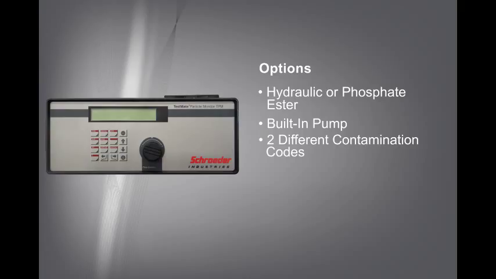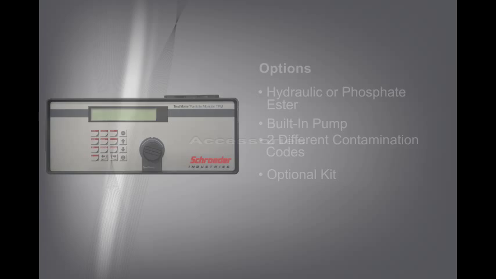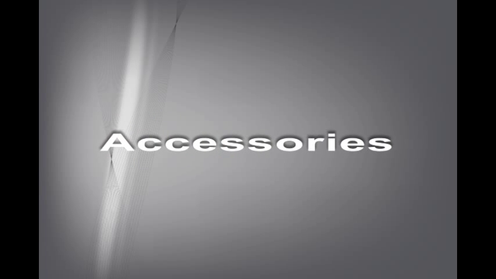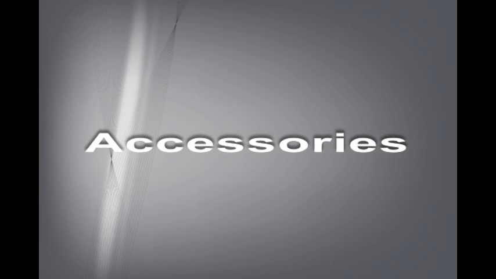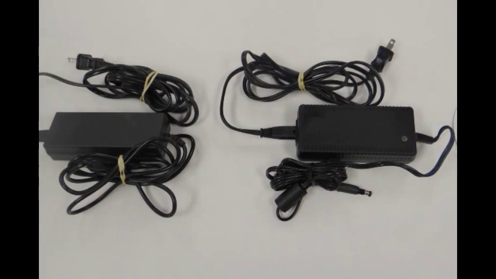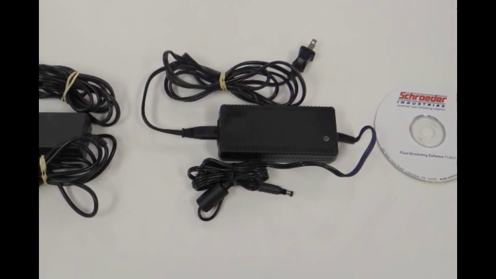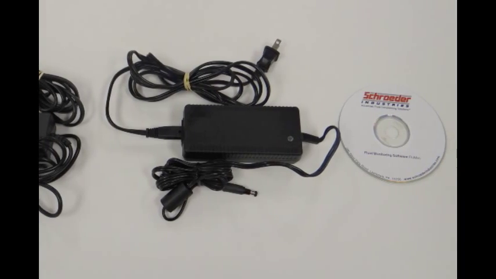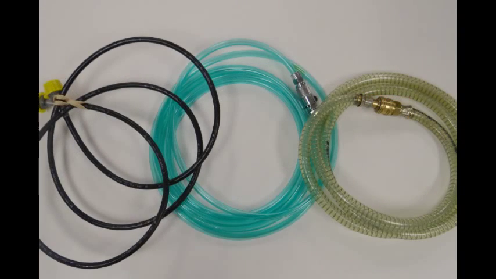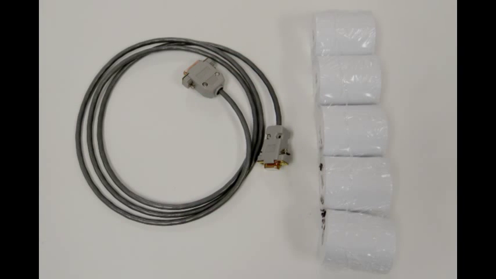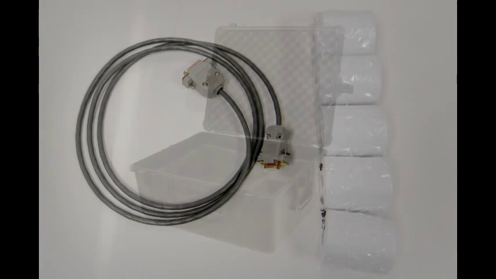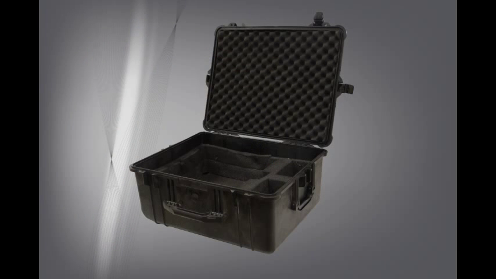You can also choose for the TPM to come with an optional kit that has several useful accessories. The standard model of the TPM comes with a power cord and the Flumos software. If you buy it with the optional kit, you also get the inlet and outlet hoses, PC cable, 5 rolls of printer paper, and a useful carrying case. Bear in mind, any of these accessories can also be bought separately.